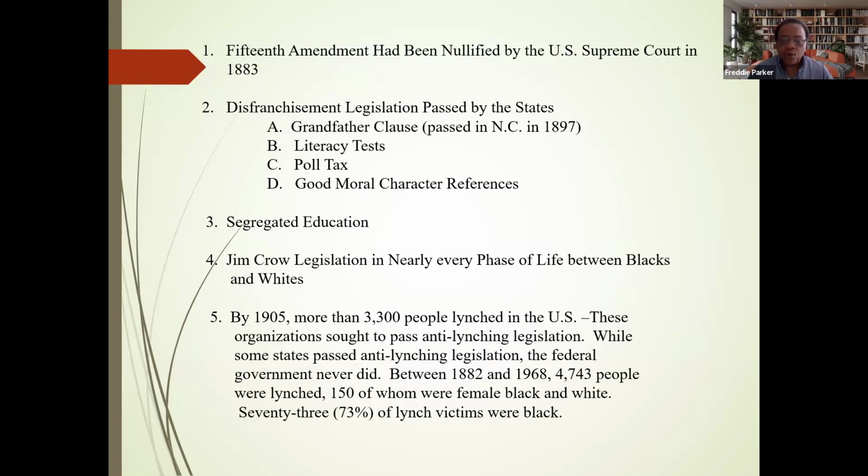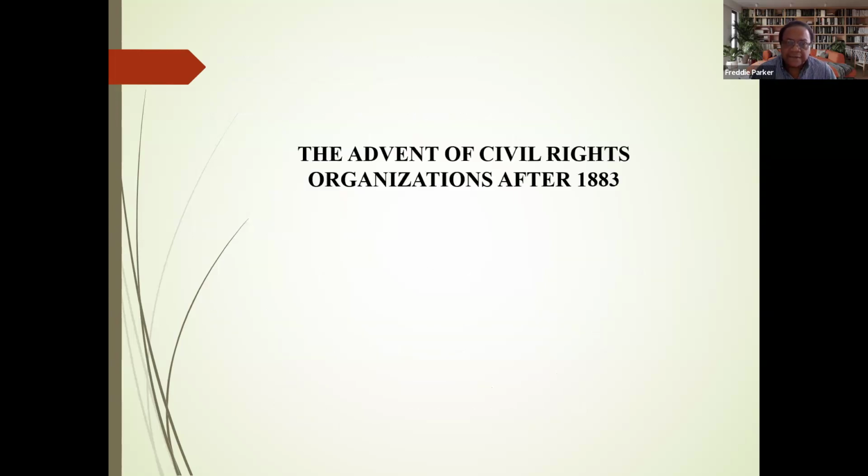By 1905, more than 3,300 people had been lynched in the United States. And between 1882 and 1968, almost 5,000 Black folks were lynched. 115 of them were female, Black and white. And so when you look at the lynch victims between 1882 and about 1968, 73% of them were Black. You got to know that folks were not just sitting around doing nothing.